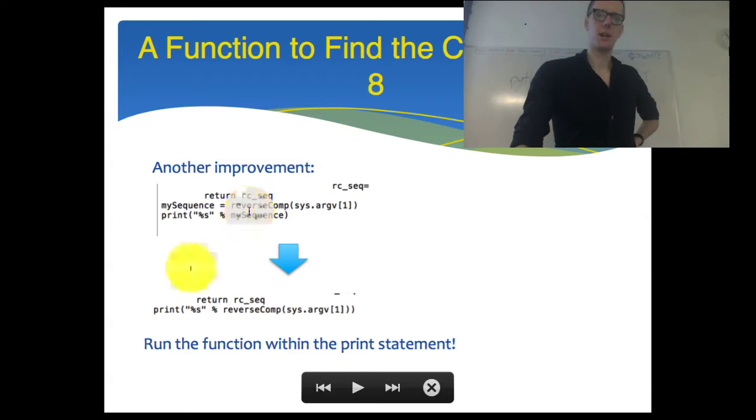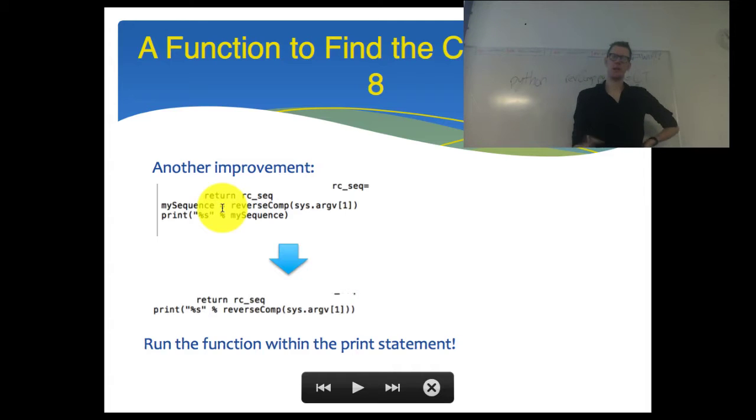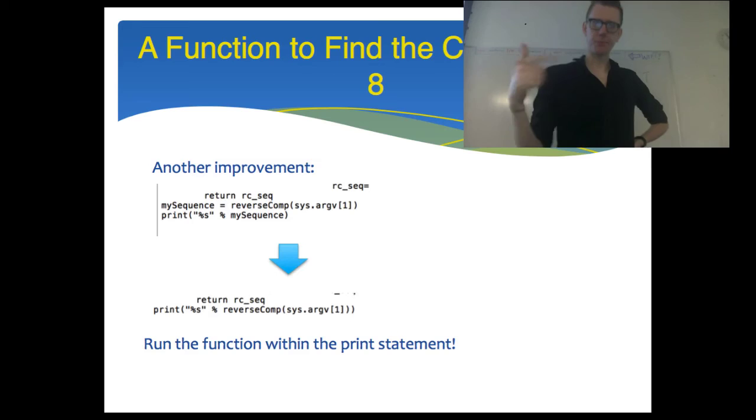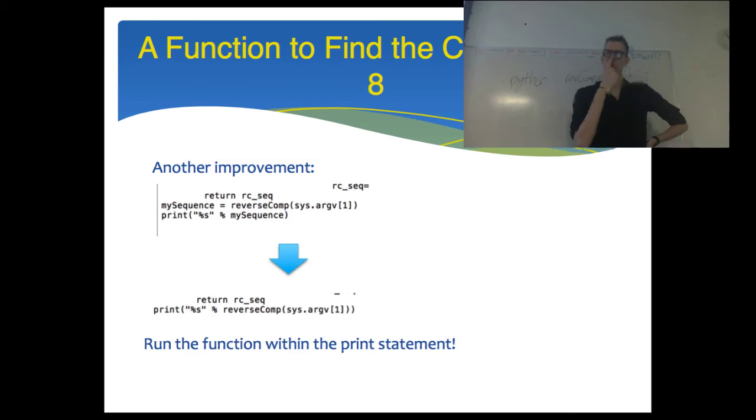So these 2 lines do exactly the same as this line. The only difference is we don't define the mySequence variable and then substitute it. We just simply put the function call in the print statement, and then whatever is returned from it is going to be printed instead. Neither of those is better or worse, but when you're looking at other people's code, you might find they do that quite a lot.